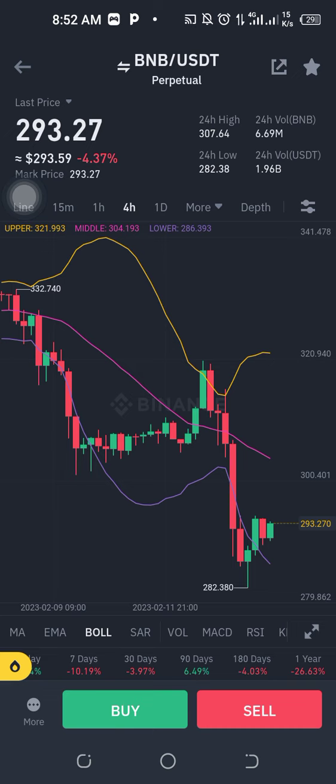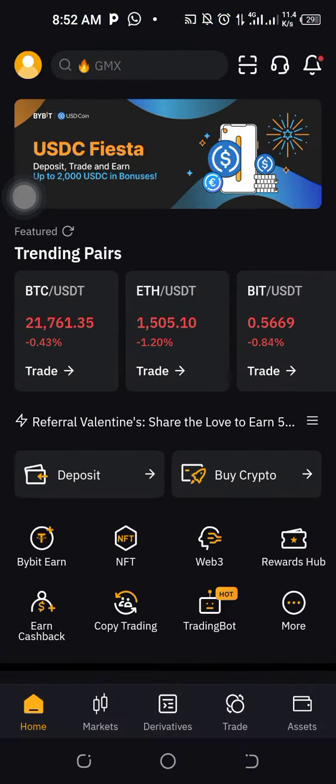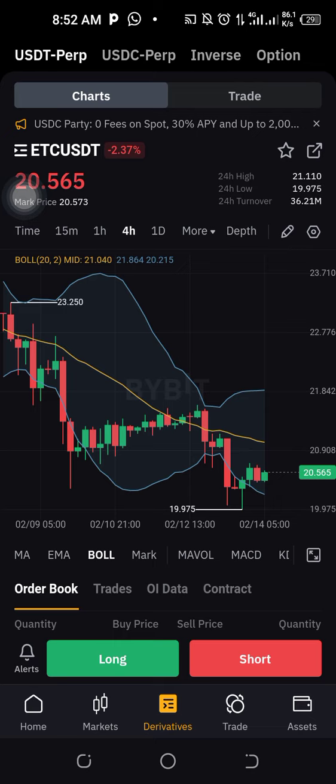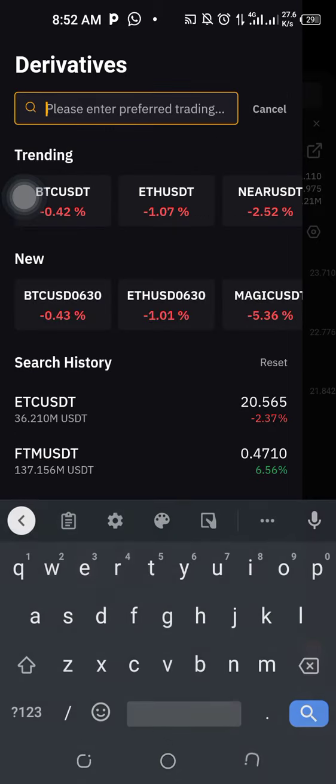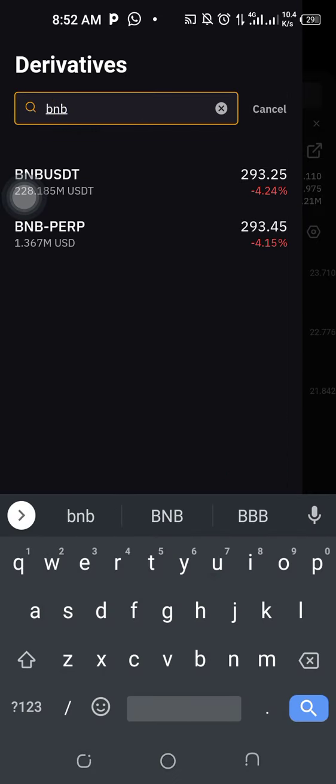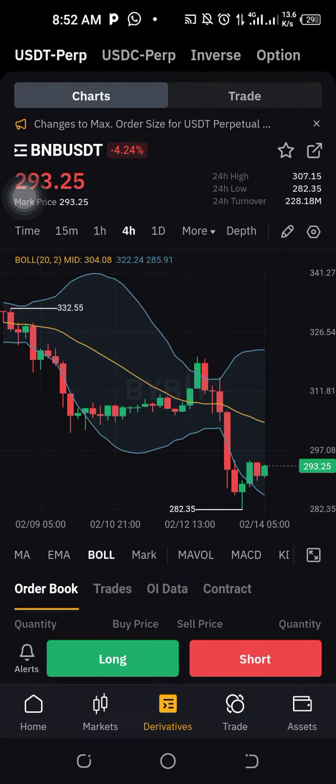Whatever happens in the next 30 minutes or 1 hour, after 30 minutes to 1 hour, I will now go on Bybit. I'll go on Bybit because I've been sure of the direction of the market. Then I go on my derivative and search the same coin, BNB USDT. This is it. Search the same coin on Bybit, then place my major trade on Bybit.